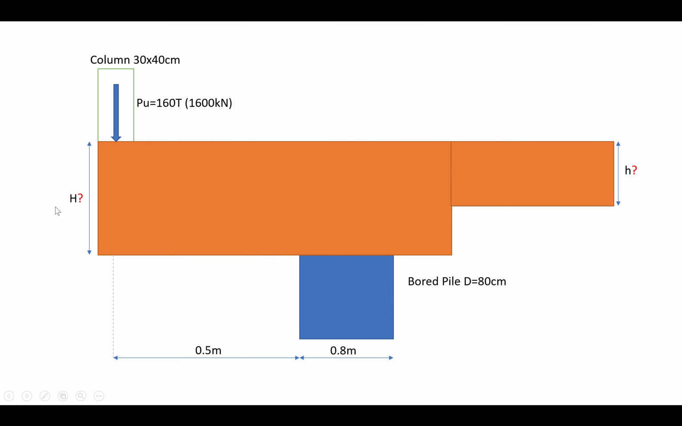And we have to determine the dimension of pile cap and dimension of ground beam. We have some data from the superstructure, which is the ultimate load or factored load.